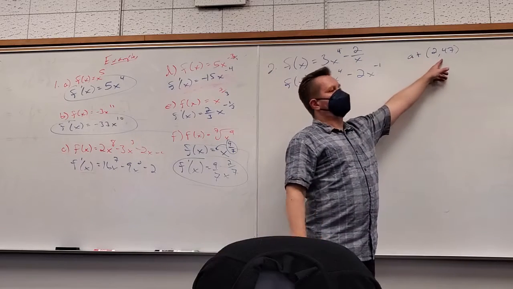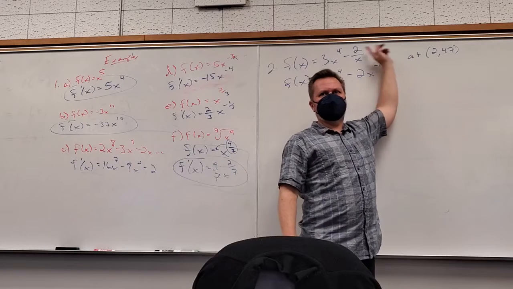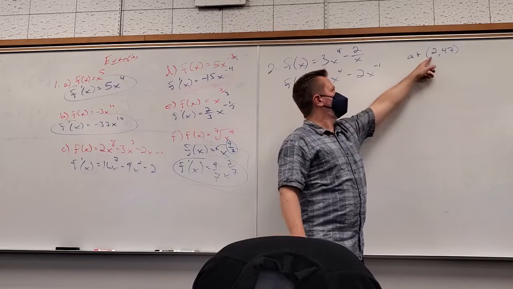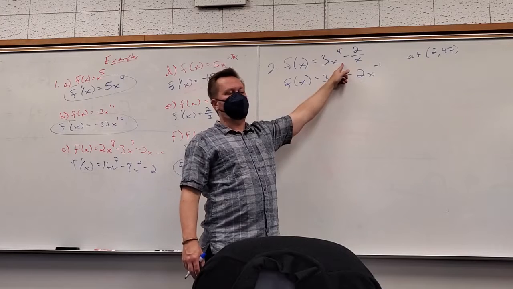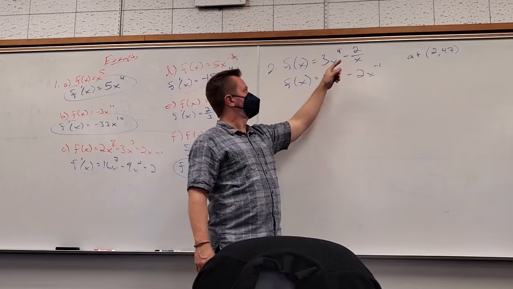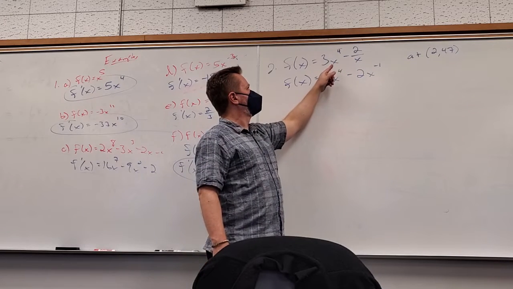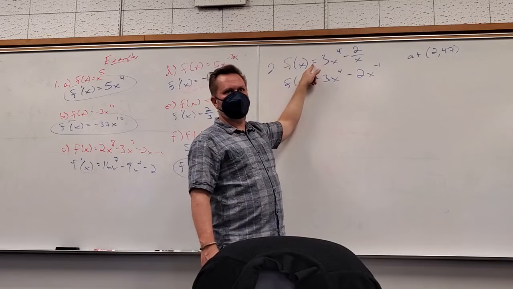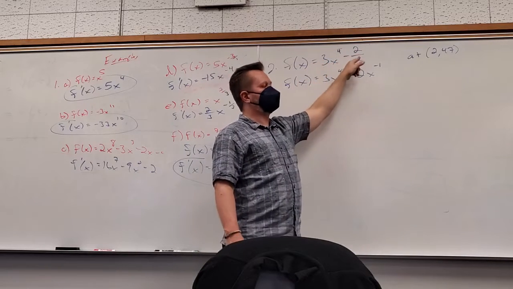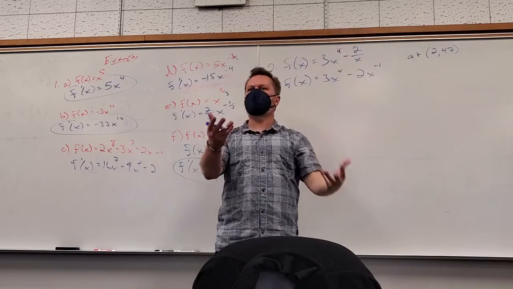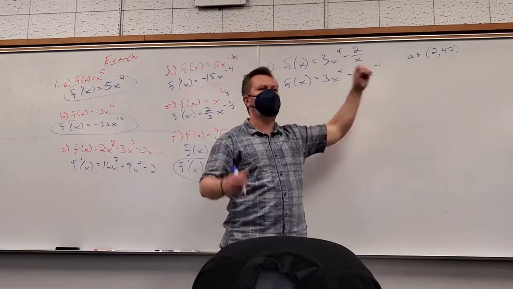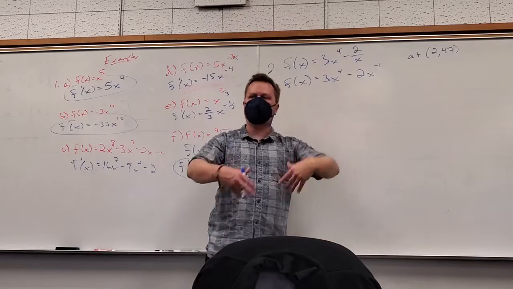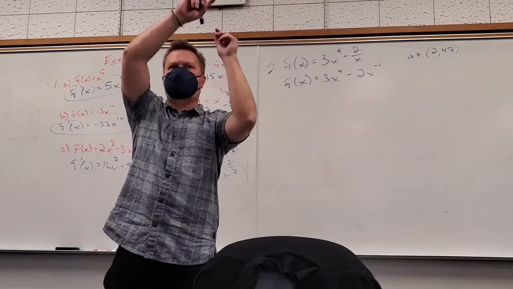What's got to be true if I'm saying this point exists on this function? When I plug a 2 in, I better get 47. Do I? I'm worried now. I think so. 2 to the 4th is 16, times 3 is 48. Minus 2 over 2 is 1, so minus 1 is 47. Yay. That's where that point came from, right? It's a point that exists on the graph of the function.